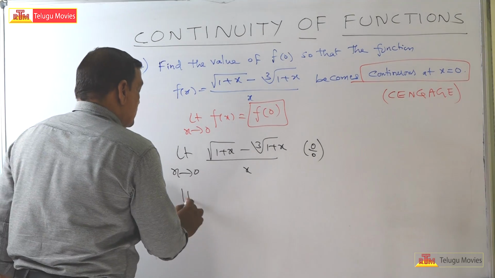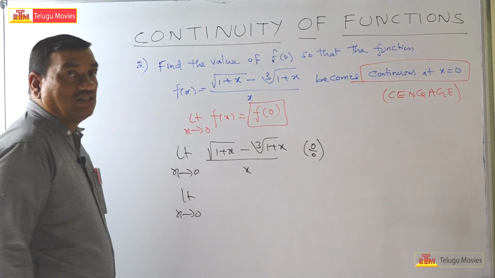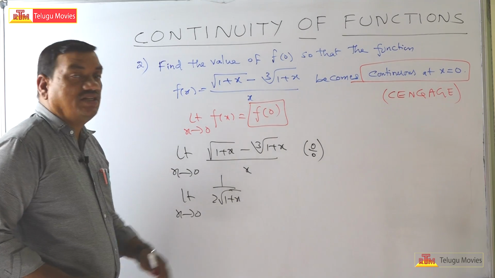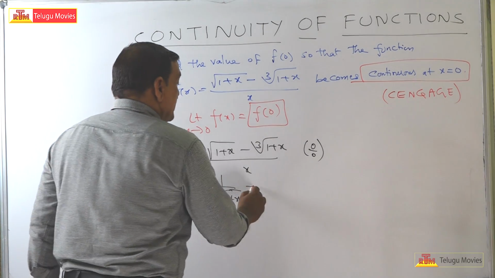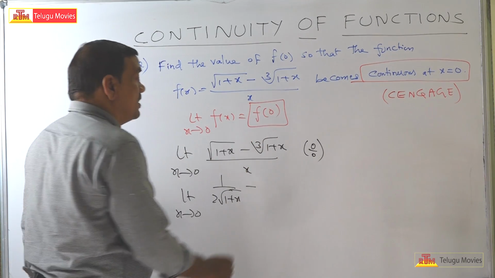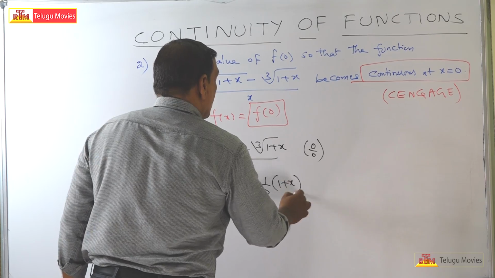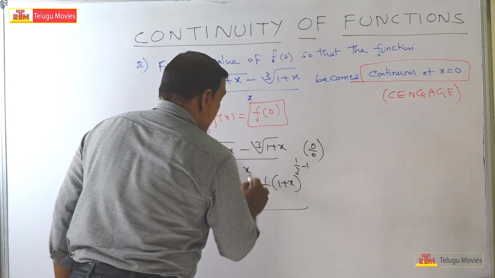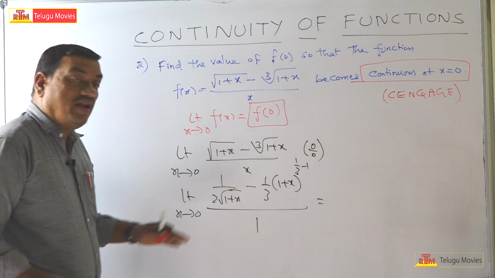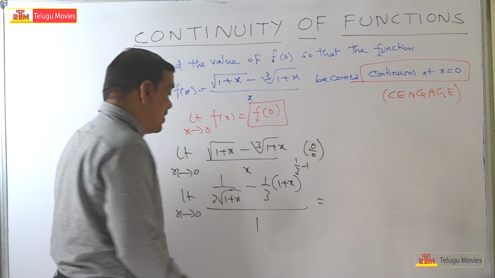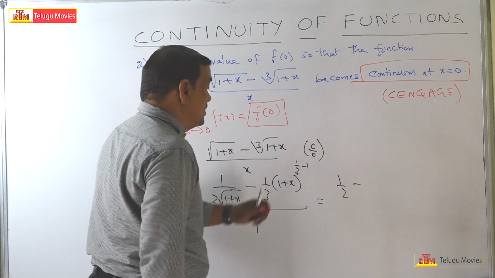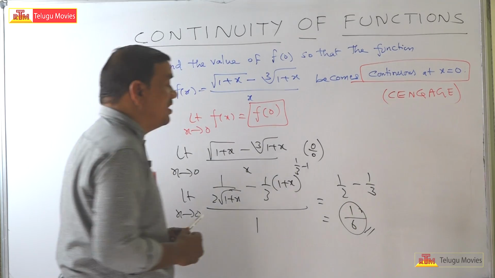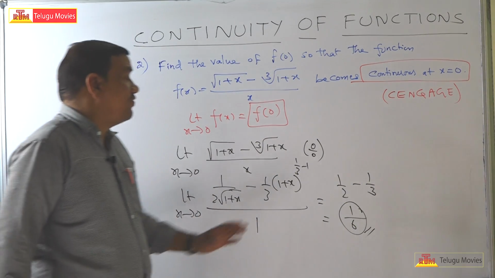So, limit x tends to 0: the derivative of root of 1 plus x is 1 by 2 root of 1 plus x, and the derivative of 1 plus x is 1. Minus the derivative of cube root of 1 plus x, that is 1 by 3 times 1 plus x whole power 1 by 3 minus 1, that is minus 2 by 3, under divided by x, whose derivative is 1. Wherever x is there, substitute 0. So this is 1 by 2 minus 1 by 3. The LCM is 6, 3 minus 2, 1. So 1 by 6 is your answer. Therefore, the f of 0 value is 1 by 6.